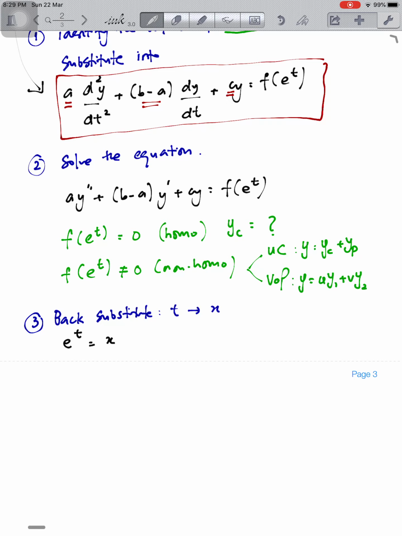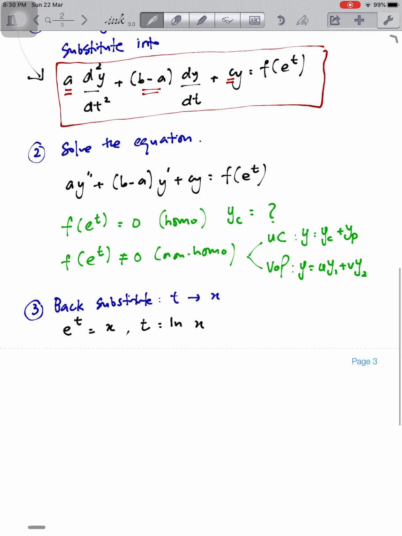And of course, if I were to log both sides of the equation, and if I were to come across t in the function, that can be replaced by log of x. So by taking log on both sides of the equation, right? So basically, that is how we solve the equations. There are 3 steps altogether. Okay, but now before we start with the example, I'm going to give you the idea.